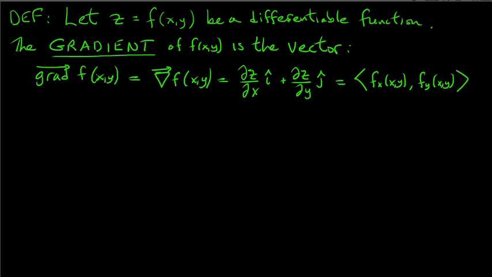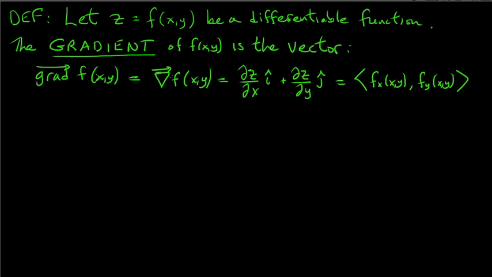Okay, so we're going to define a vector whose components will be the partial derivatives of the function. So we're given a function, z as a function of x and y. Let's suppose it's a differentiable function. Then we're going to define the gradient of that function, of f, to be the following vector. You can spell out grad as an abbreviation for gradient, or you can use this symbol here, this upside down triangle with the little vector on top.